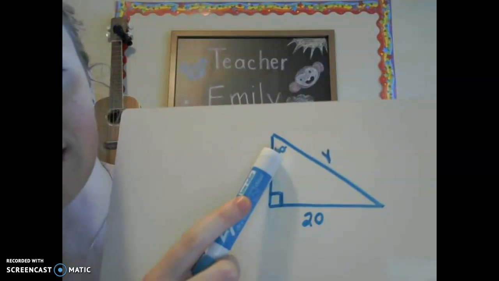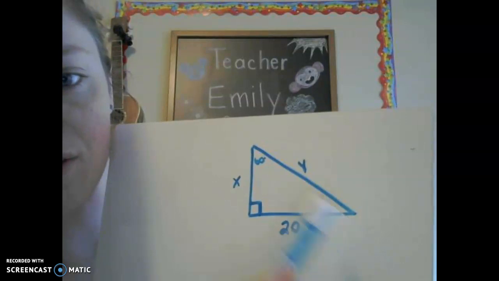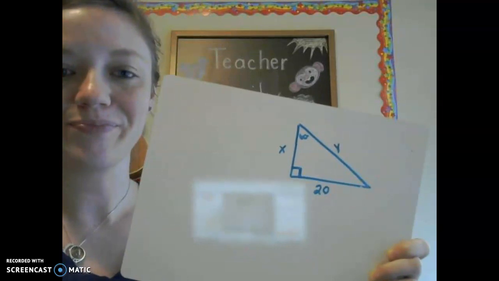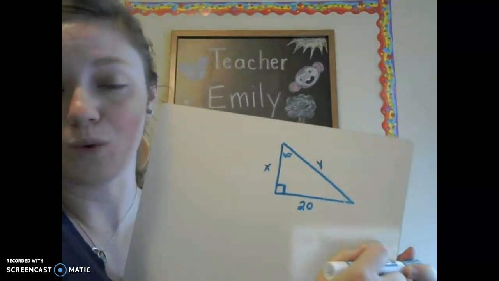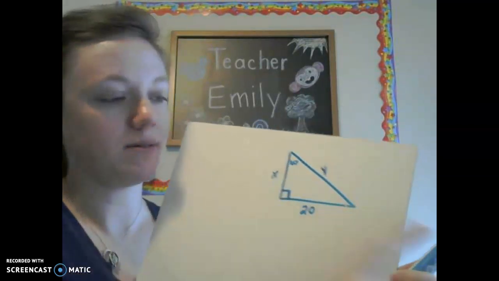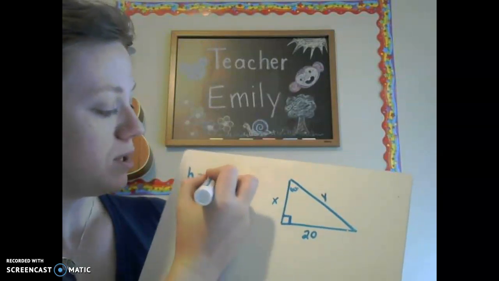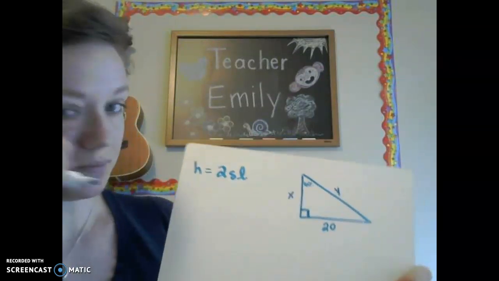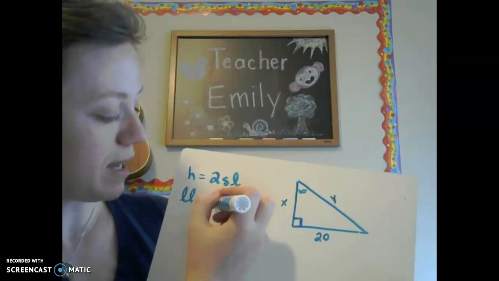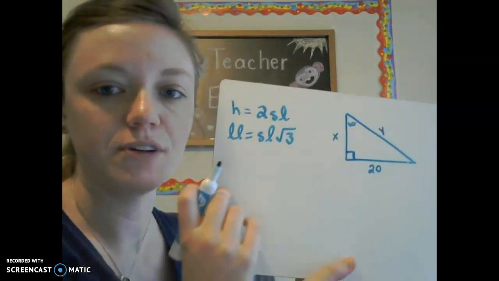We know that this angle is 60, which means that this angle has to be 30, which gives us a 30, 60, 90-degree triangle. So we are back with the same formula that we have had to use quite a bit in the last few lessons. That formula states that the hypotenuse of one of these triangles is 2 times the short leg, and the long leg is the short leg times the square root of 3. We can use that to solve for x and y.